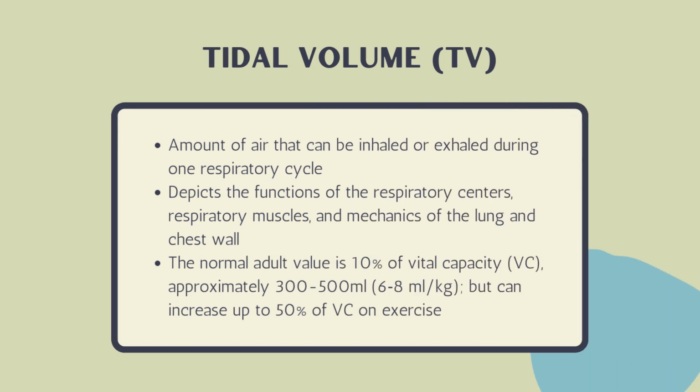Now, these are the different lung volumes. First, we have tidal volume, or TV, which is the amount of air that can be inhaled or exhaled during one respiratory cycle. It depicts the functions of the respiratory centers, muscles, and mechanics of the lung and chest wall. The normal adult value is 10% of vital capacity, approximately 300 to 500 milliliters, but can increase up to 50% of VC during exercise.